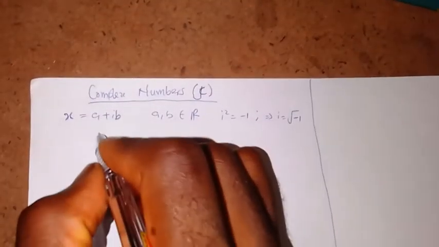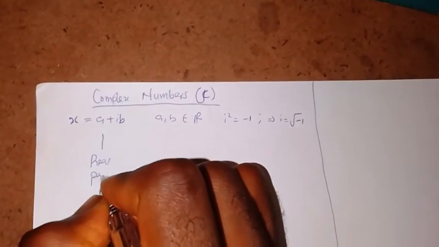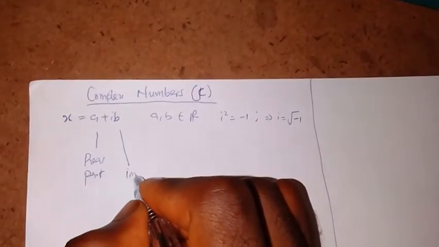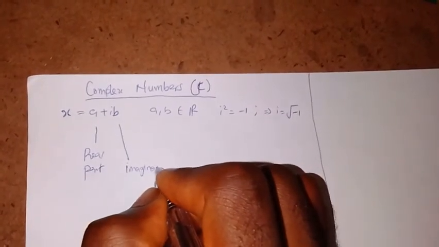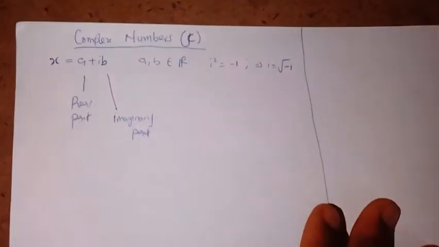Now, in this case, a represents the real part of the complex number, and b represents the imaginary part of the complex number.